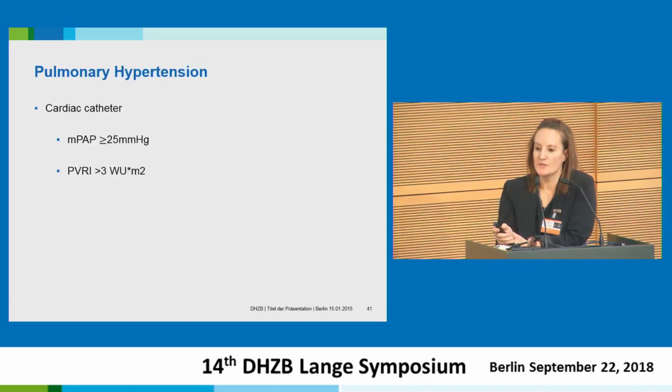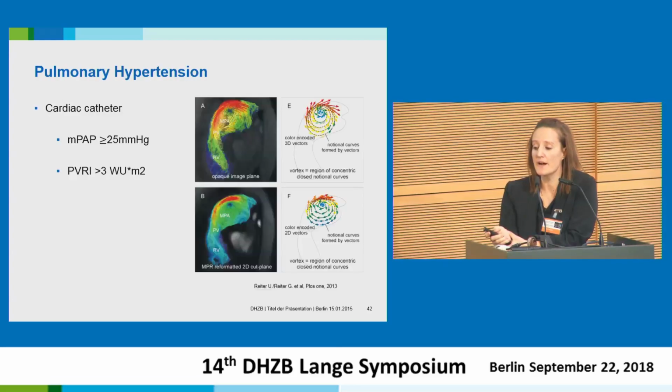Another topic is the measurement of pulmonary hypertension. There, only cardiac catheterization is the gold standard to diagnose a mean pulmonary artery pressure of higher than 25 millimeters of mercury, or a PVRI higher than 3 Wood units per square meter. There are studies which have shown a non-invasive estimation of mean pulmonary artery pressure, for example, by quantifying the duration and the size of a vortex formation within the pulmonary artery. However, non-invasive estimation of PVRI is not yet possible.